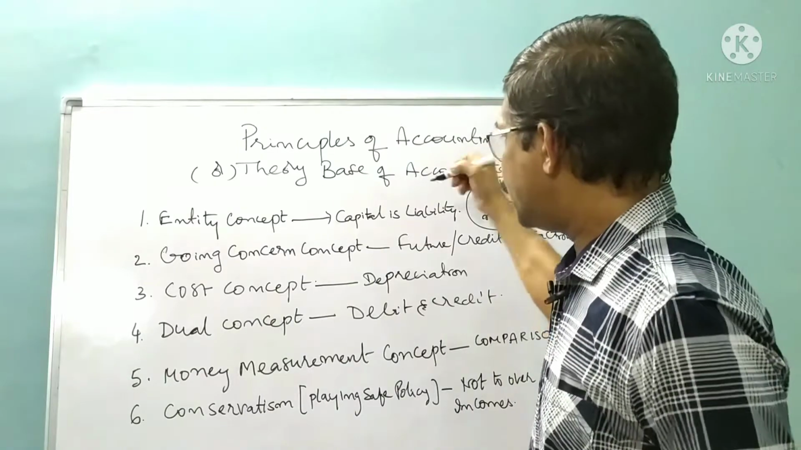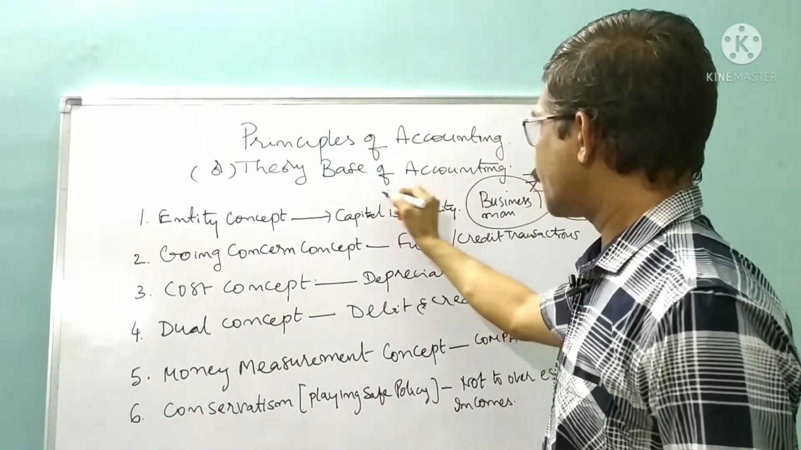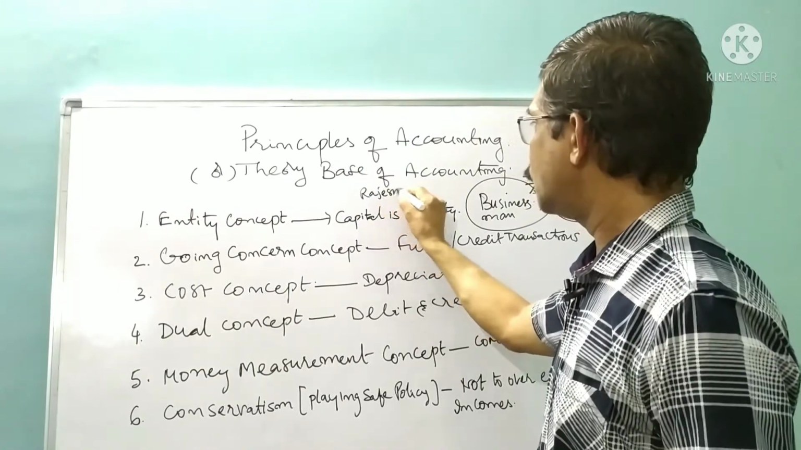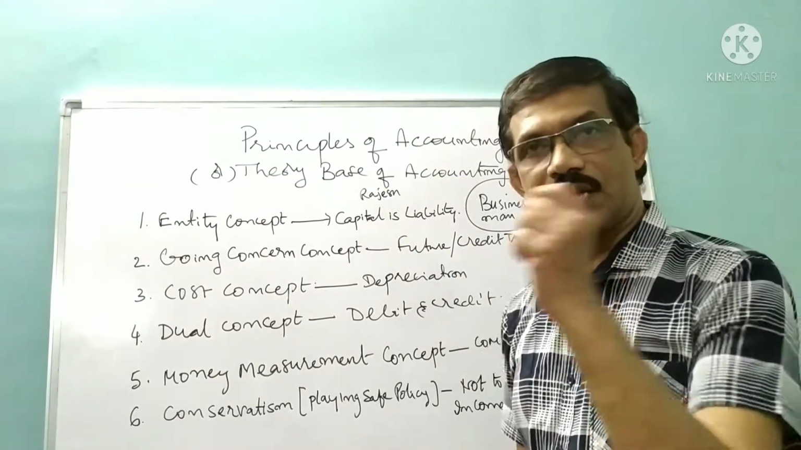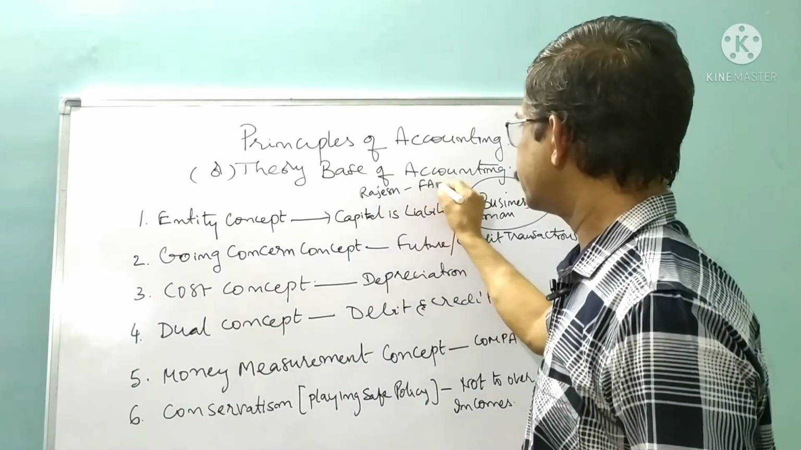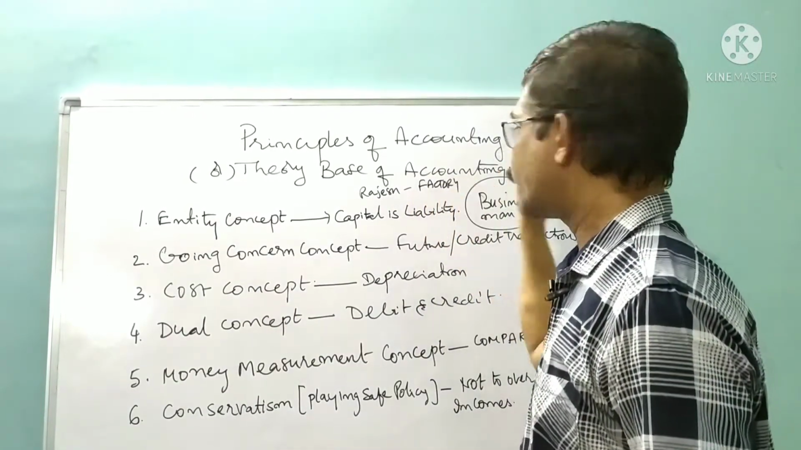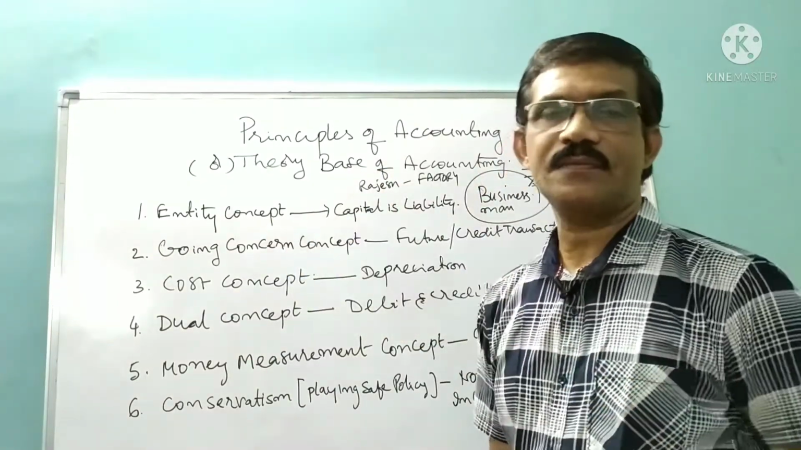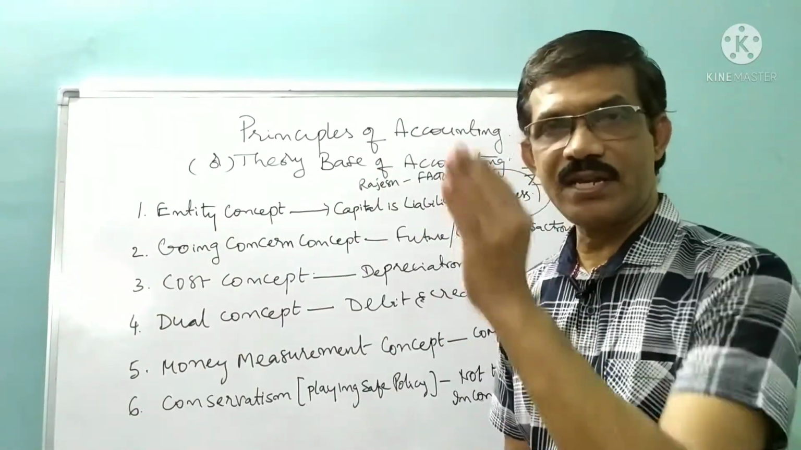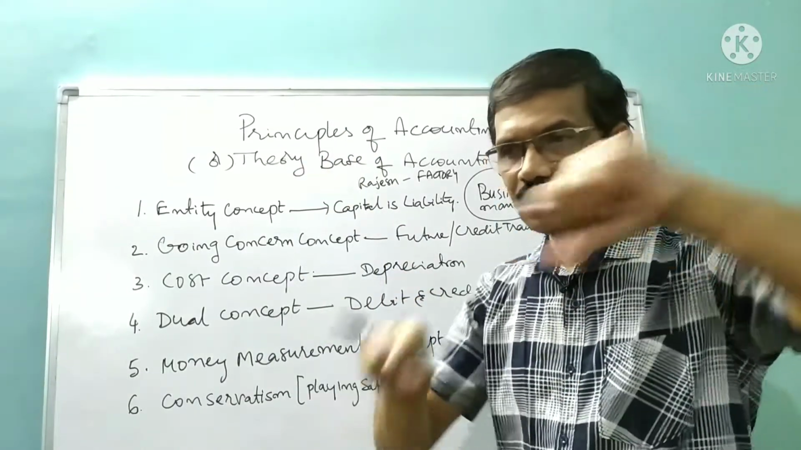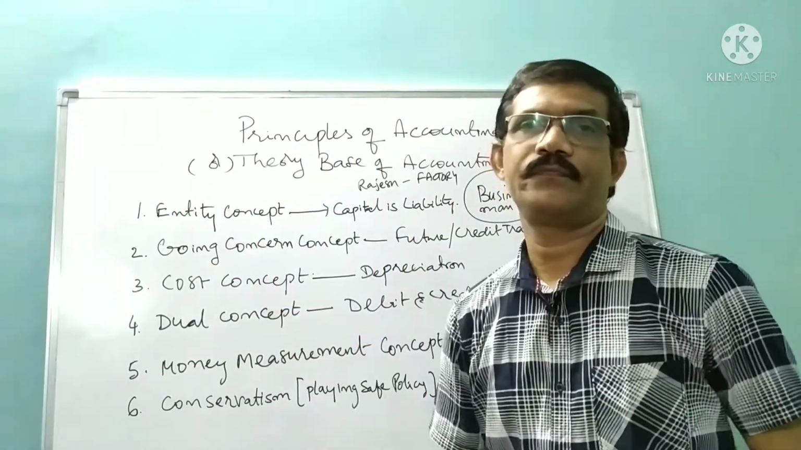So I give an example. Suppose Mr. Rajesh started a factory to manufacture some plastic items. A factory is established by Rajesh, right? That is the business. Rajesh is the owner. These two are different.